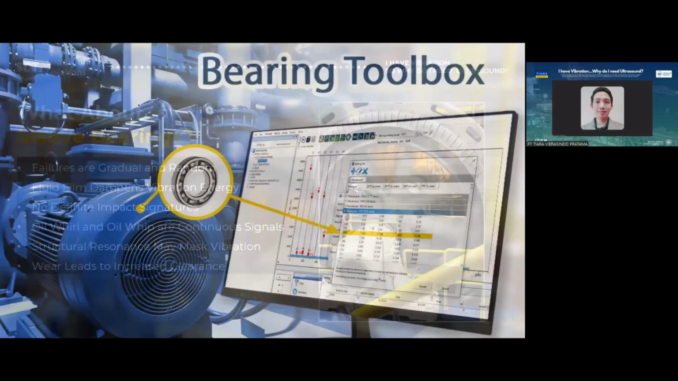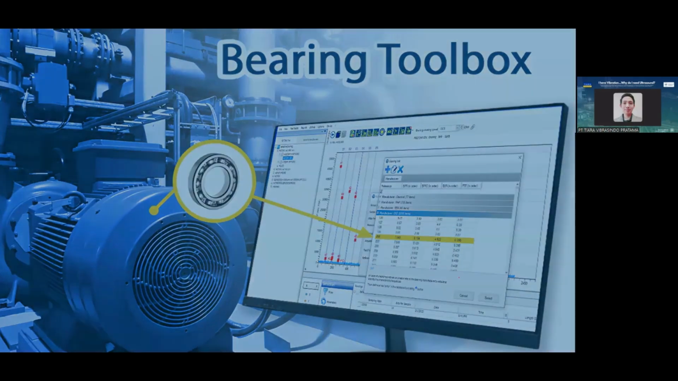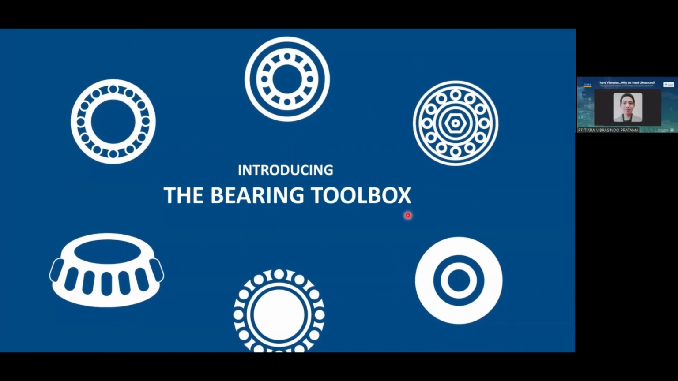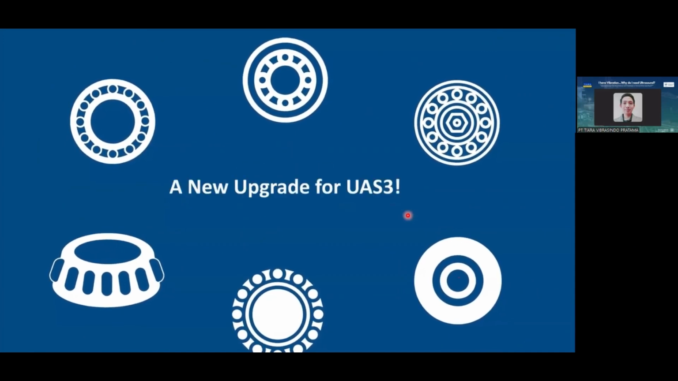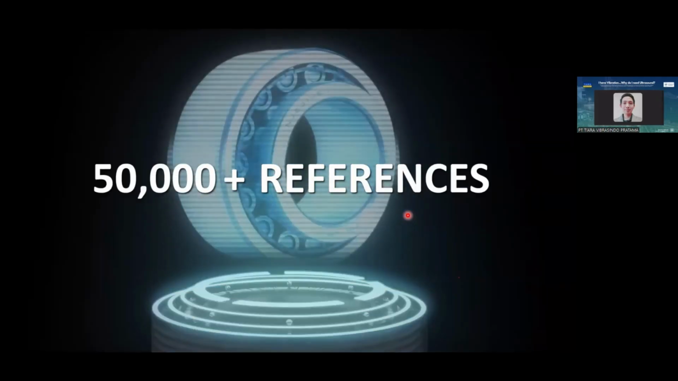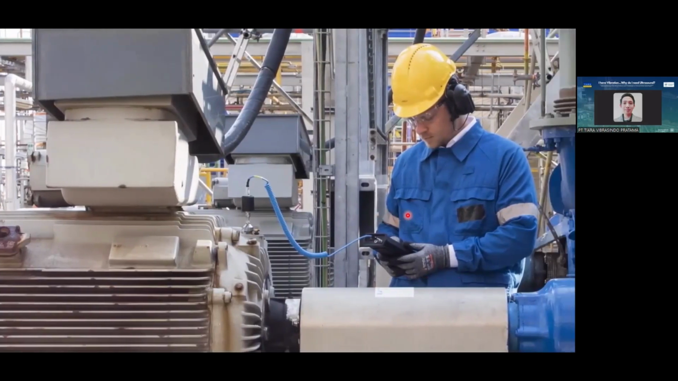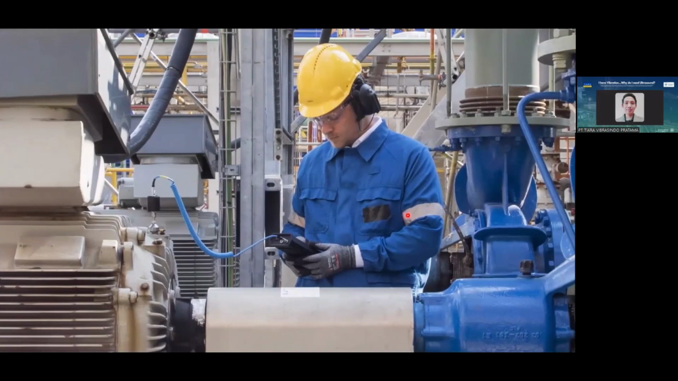And this is the high performance software of the ultrasound. We have the bearing toolbox. What is the bearing toolbox? The bearing toolbox is our technology for the ultrasound. We have the upgrade for UAS3, Ultrasound Analysis Suite 3, and we have a database of more than 50,000 bearings, with the manufacturer and the model bearing number.